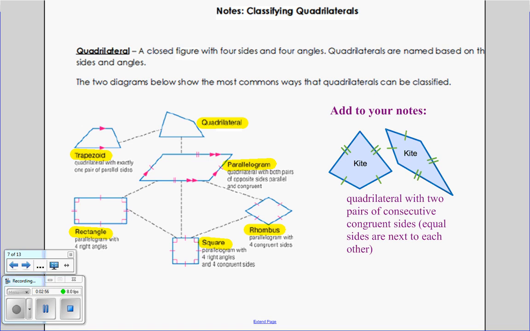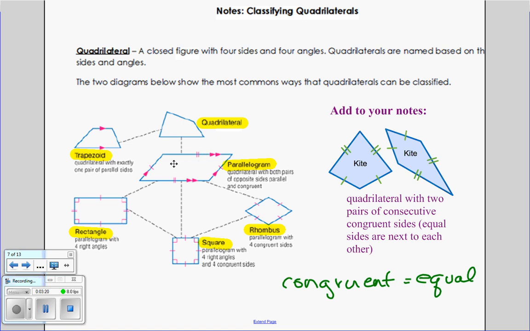Now in a parallelogram, both sets of opposite sides are also congruent. And if you recall, congruent means that they are equal in length. They're equal. Congruent is equal. Okay, so a parallelogram has 2 sets of congruent sides. The opposite sides are congruent.